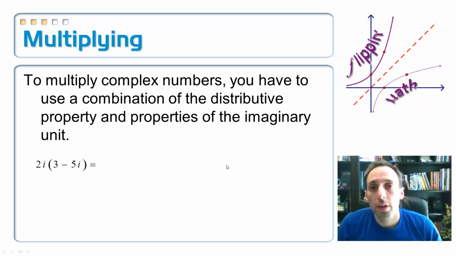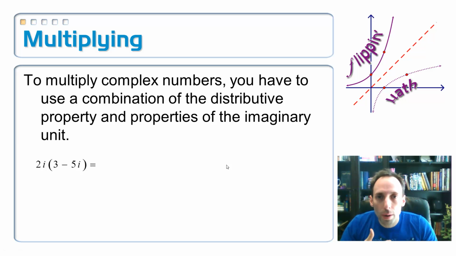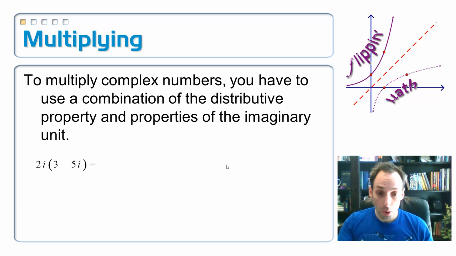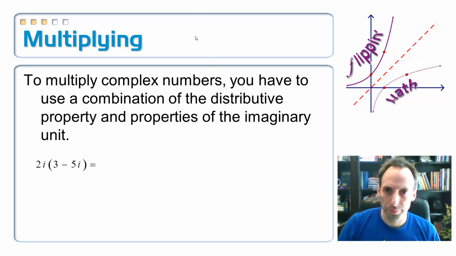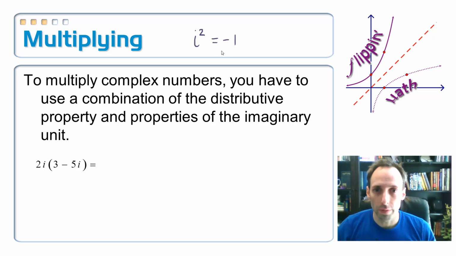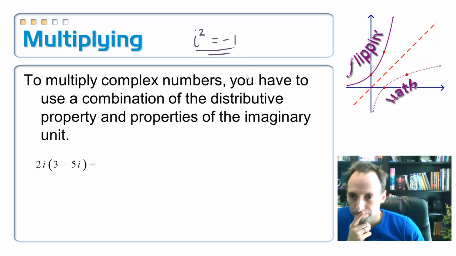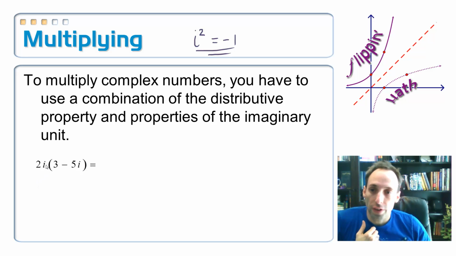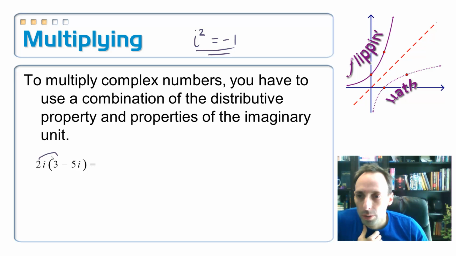Whenever you get to multiply complex numbers, 2 things are usually involved: some distributive property, or maybe some foiling, and simplifying powers of i. So mostly what I'm talking about is i squared is equal to what? Negative 1. So you might have to use that a bit. Okay, so look at the problem here. 2i times 3 minus 5i. So I'm going to use the distributive property here.